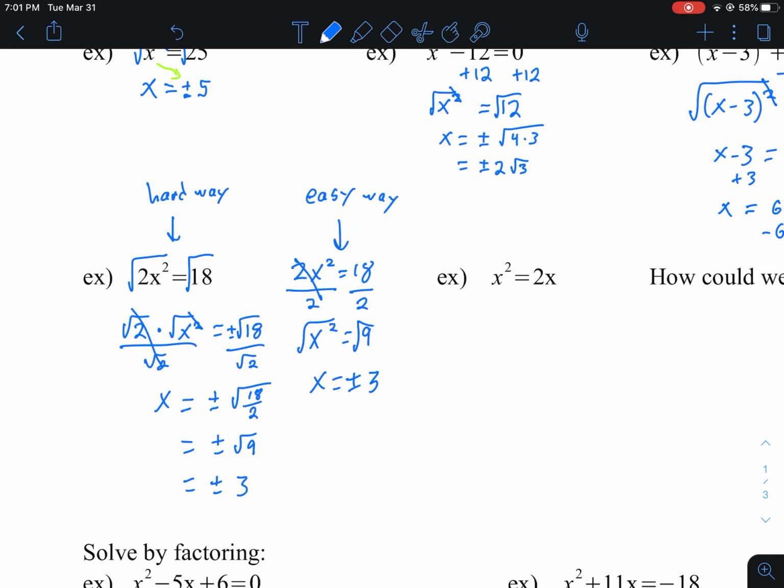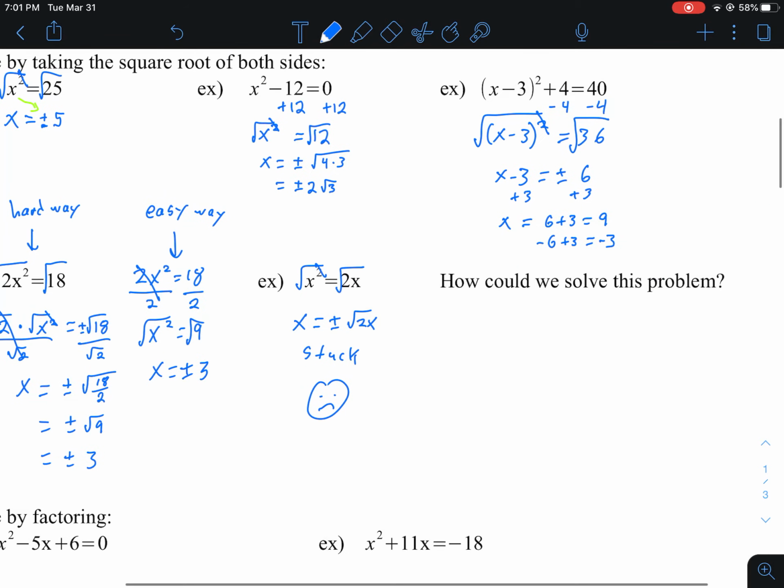Now, let's square root both sides on this one. Now we get x equals plus or minus the square root of 2x. There's an x on both sides, and we are stuck. This is bad. Square rooting both sides doesn't always work to solve a problem. Here is how we could solve it, an alternate method.